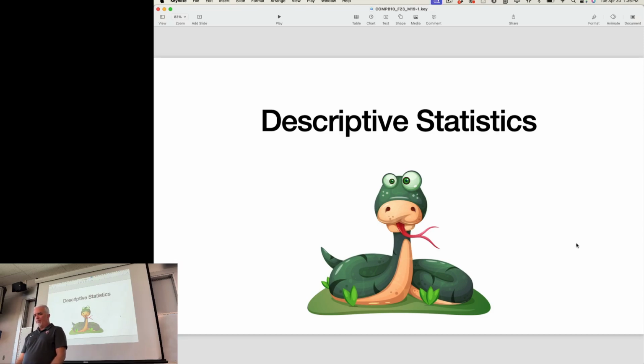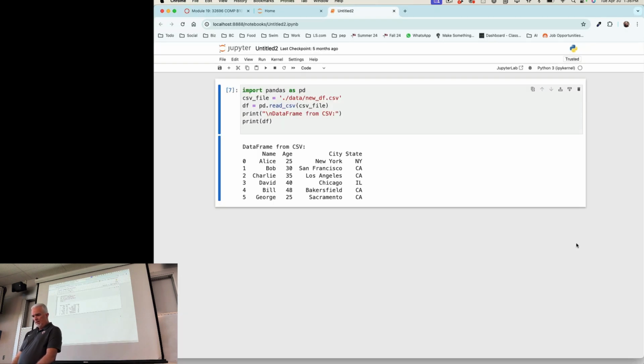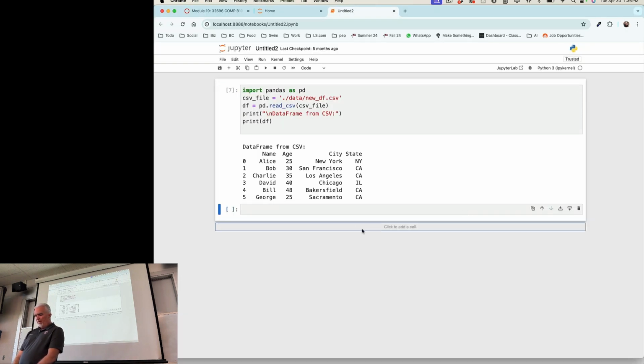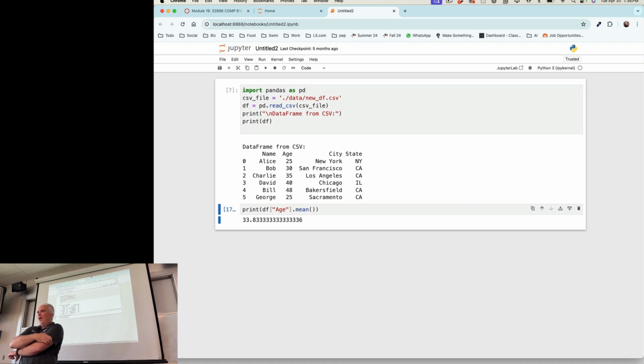Descriptive statistics, important. Things like mean, median. I can find the minimum or maximum of these things. So if I want to find out what the average age is, okay, I can find the average really quick, 33.83.